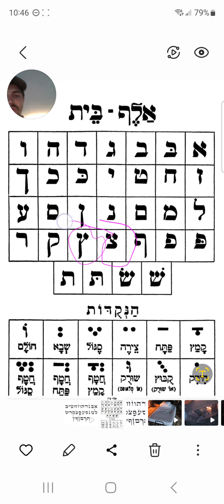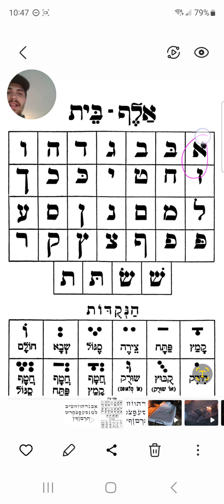Tzadi, final Tzadi. Kuf, Resh, Shin, Sin. Again, the same letter, just with the dagesh and without a dagesh. Even though they look like they both have the dagesh, just in different places, they're the same letter. And then Taf and Saf, again the same letter, just depending on the dagesh, okay?